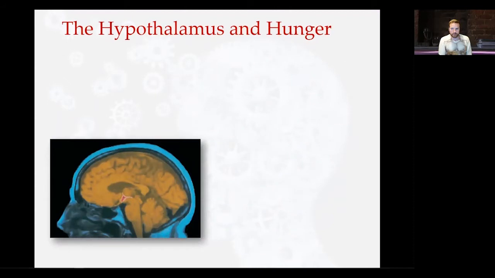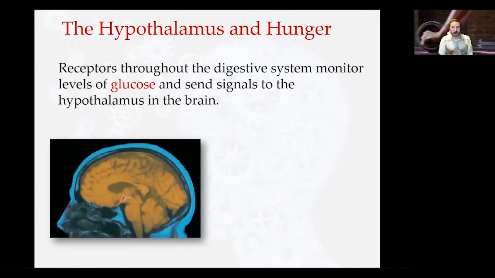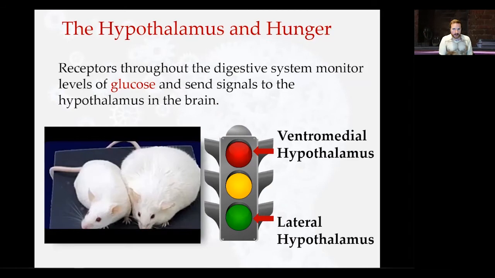The hypothalamus and hunger. So we have receptors throughout the digestive system, which monitor levels of glucose and send signals to the hypothalamus in the brain. Now, it's important to note that the hypothalamus is actually divided into two parts, the lateral hypothalamus and the ventromedial hypothalamus. The lateral hypothalamus is what tells us to eat. It's the hunger-causing part of the hypothalamus, whereas the ventromedial hypothalamus is the "I'm full" part of the hypothalamus. Or you can think of lateral as the green light and ventromedial as the red light.